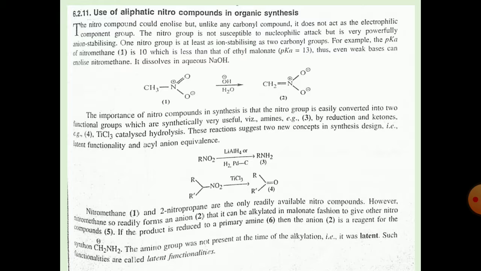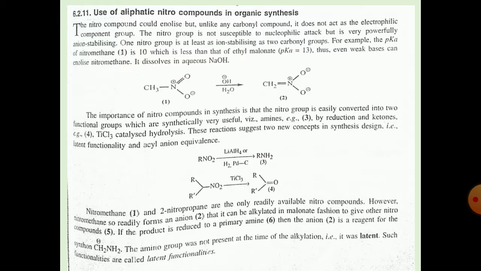The importance of the nitro compound in synthesis is that the nitro group is easily converted into functional groups, two functional groups that are synthetically very useful: amines and ketones. For example, the reduction, and the third is the ketone formation. An example is 4. There is TiCl3-catalyzed hydrolysis, and the reaction suggests two new concepts in synthesis design, that is, latent functionality and the acyl anion equivalent.